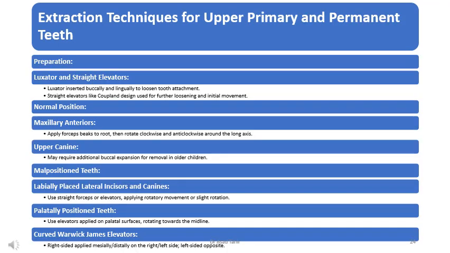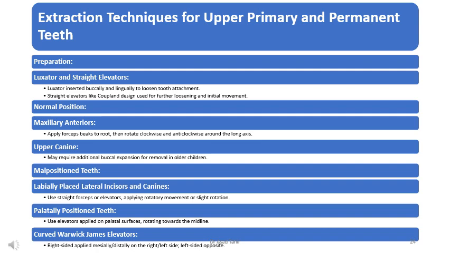Extraction techniques for upper primary and permanent anteriors. Preparation. Luxator and straight elevators. Luxator inserted buccally and lingually to loosen tooth attachment. Straight elevators like Coupland design used for further loosening and initial movement. Normal position. Maxillary anteriors. Apply forceps beaks to root, then rotate clockwise and anti-clockwise around the long axis.